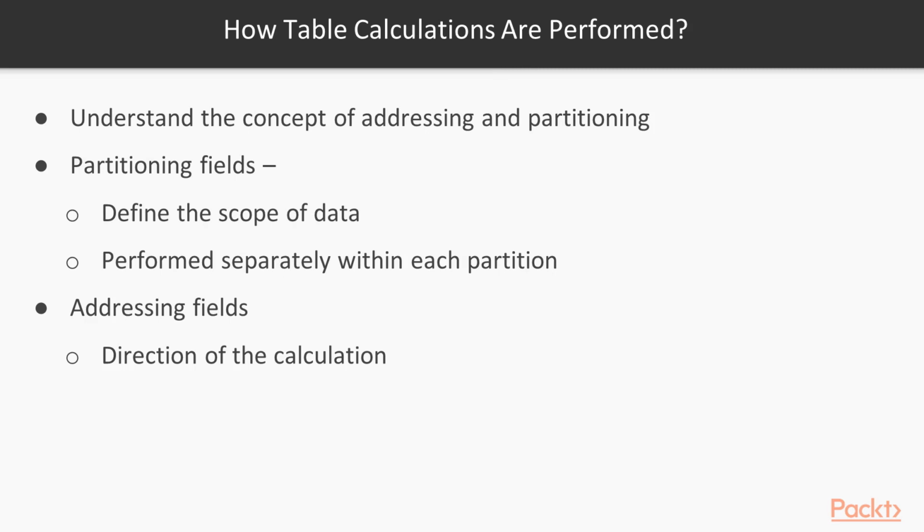To understand how table calculations are computed, it is important to understand the concept of addressing and partitioning. Partitioning fields are dimensions that define how to group the calculation, that is, define the scope of data it is performed on. The table calculation is performed separately within each partition. Addressing fields determine the direction of the calculation.